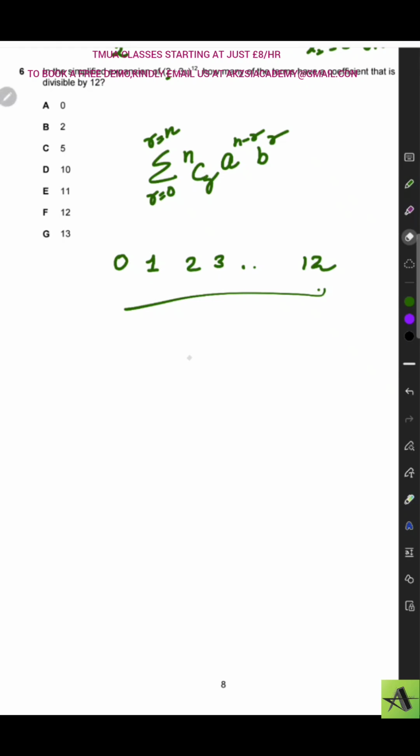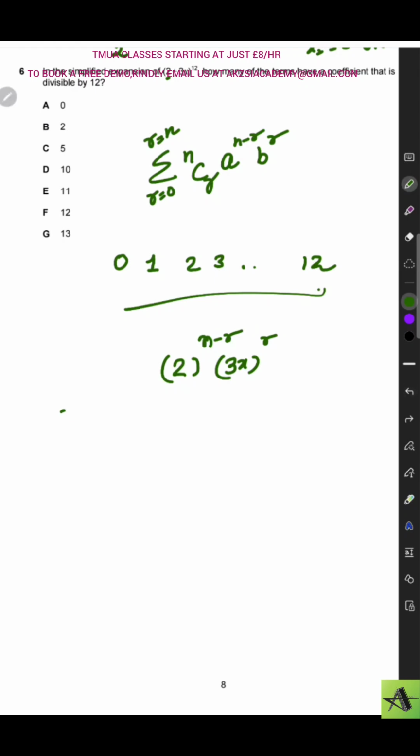In this case, a is 2, that means 2 to the power of n minus r, and b is 3x to the power of r. Here r has to be non-zero, because otherwise it will be only a multiple of 2. Also, the other exponent has to be non-zero, because if it becomes 0, then it will be purely a power of 3. So I have to find those terms that give non-zero.